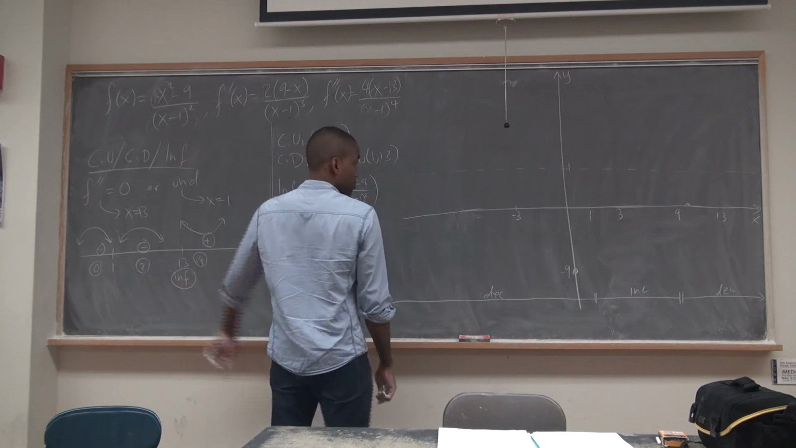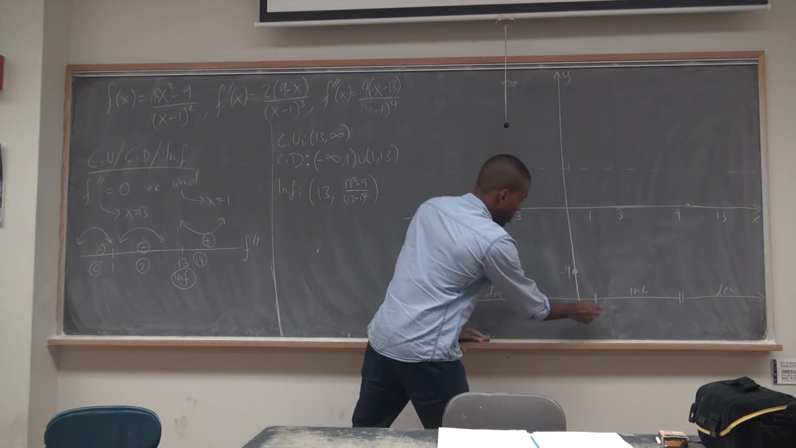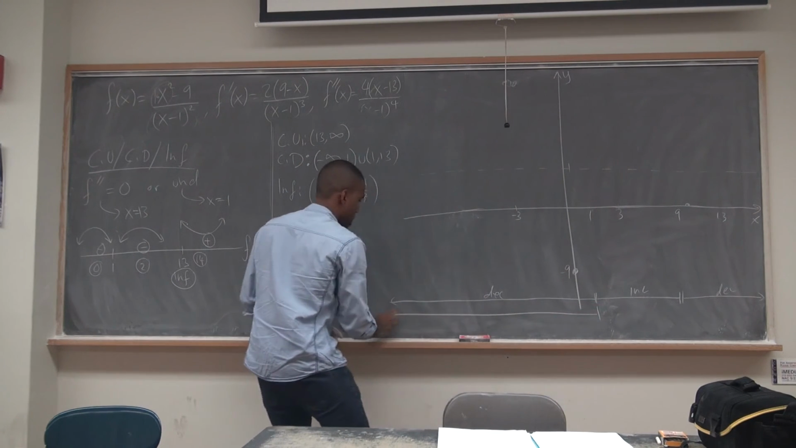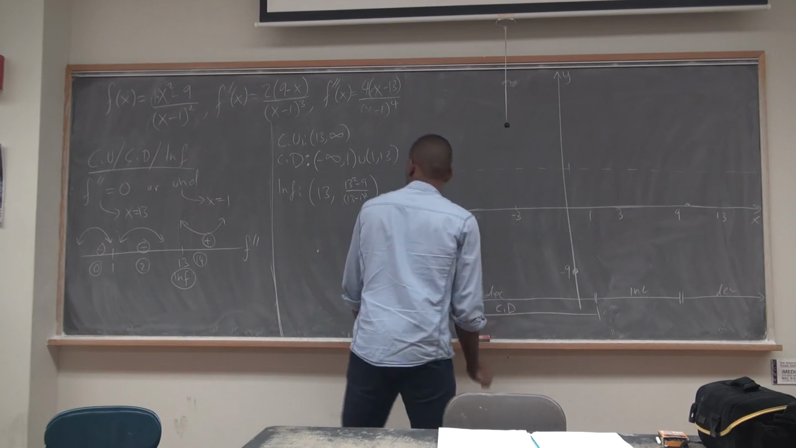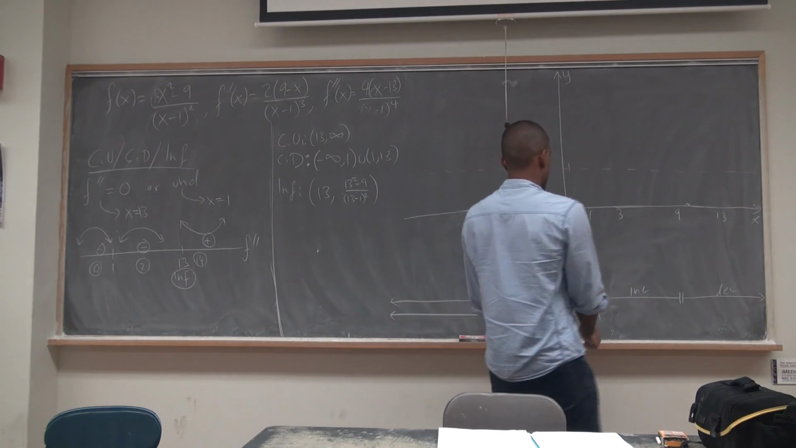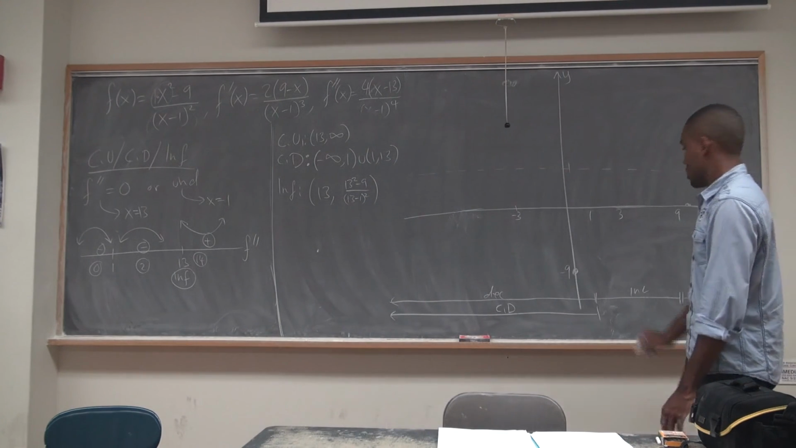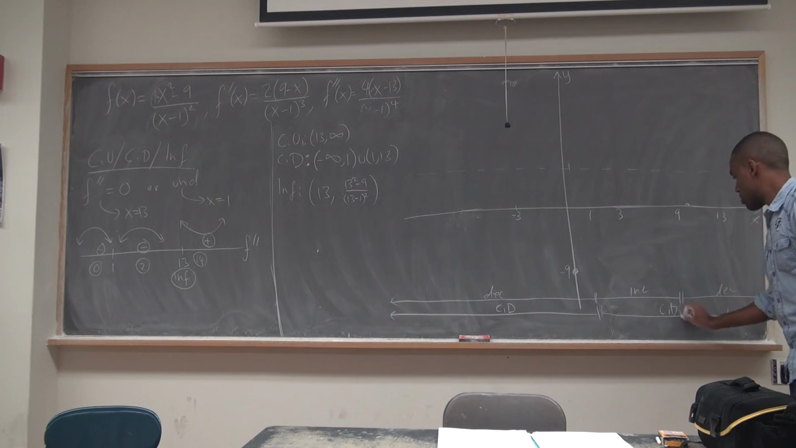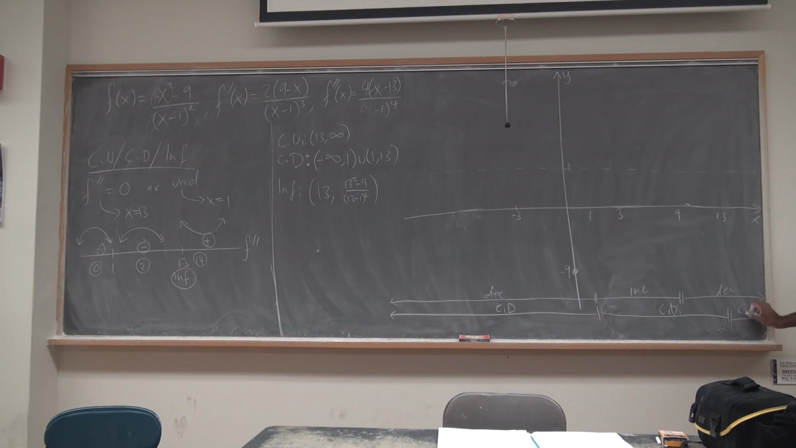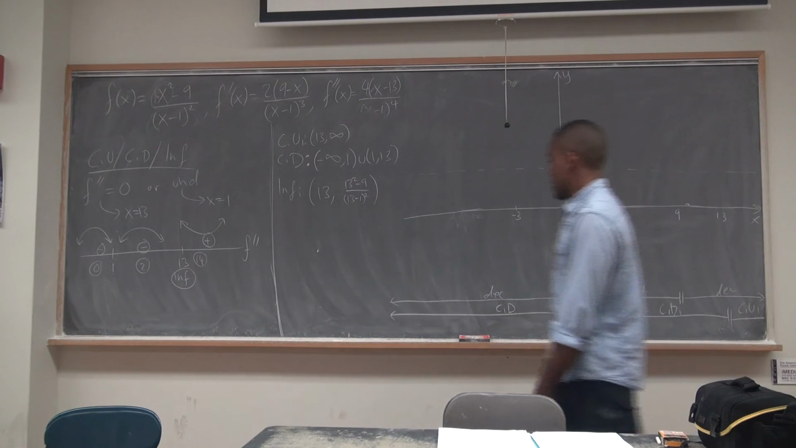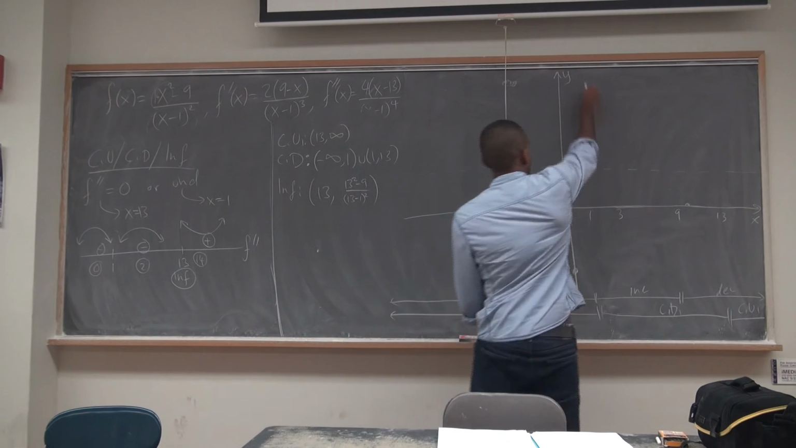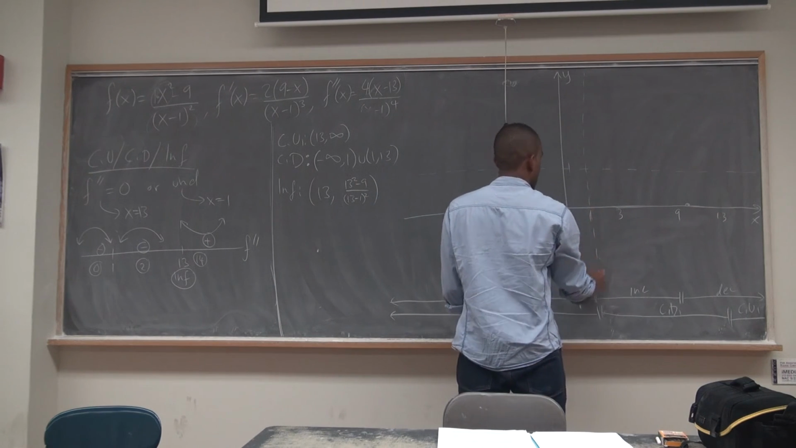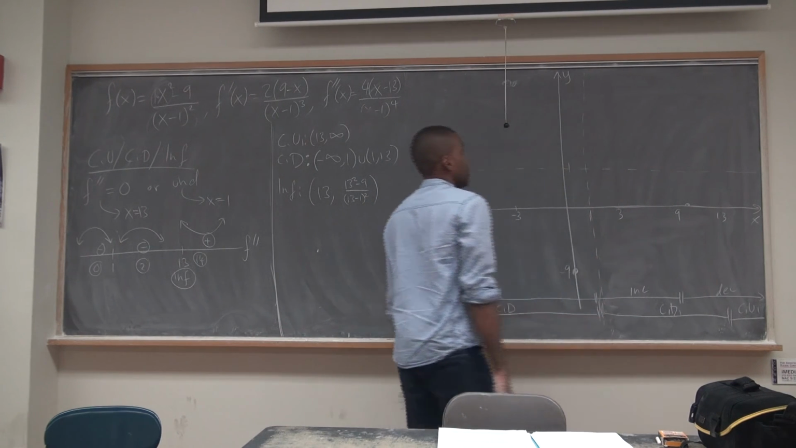Concave down from 1 all the way back, concave down, and up to 13, still concave down, and then I'm concave up here. We got the vertical asymptote. I have to put back the vertical asymptote.